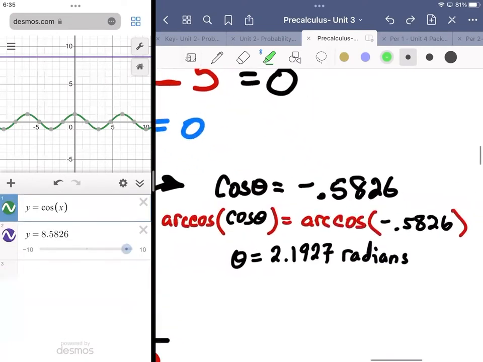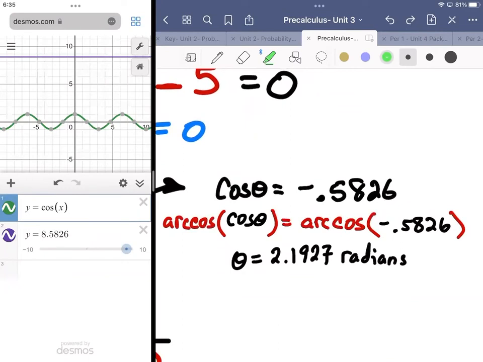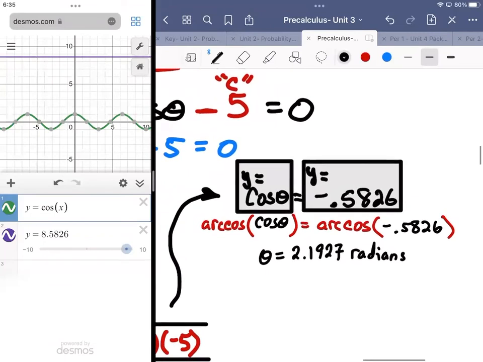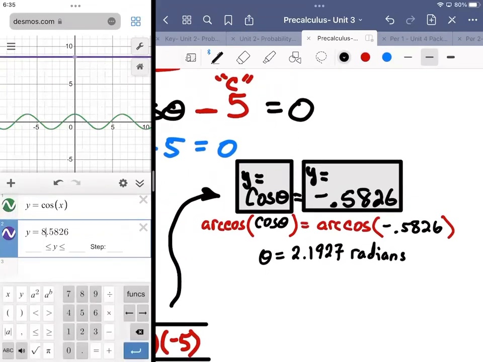What you would do is you would actually do what I just did here. You would let y equal one side of the equation and y equal the other side of the equation and see where they cross.